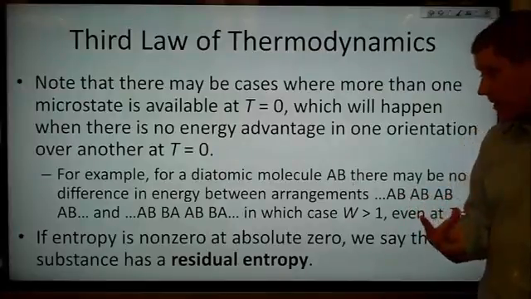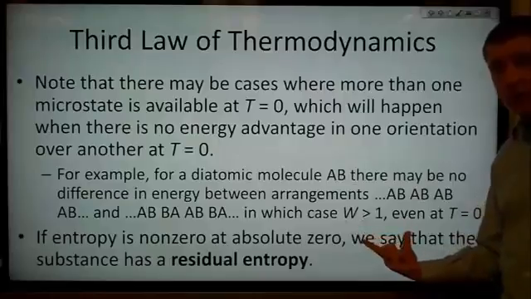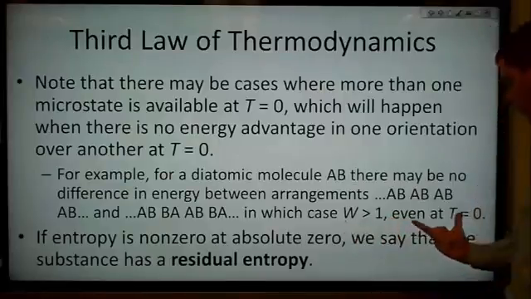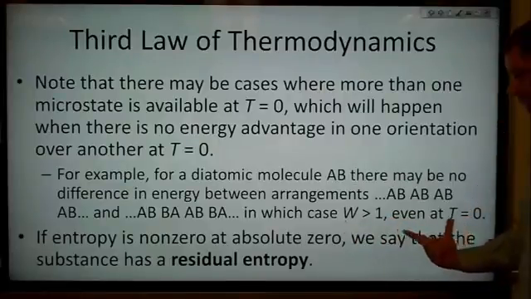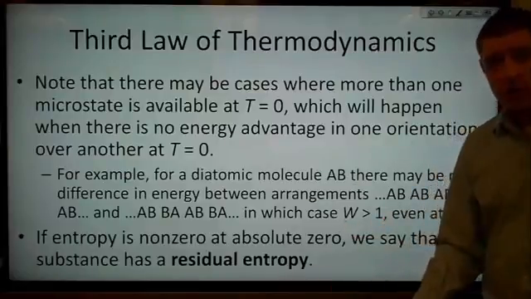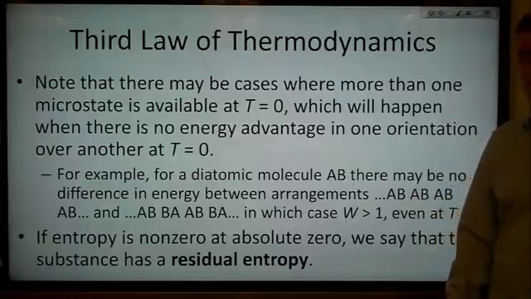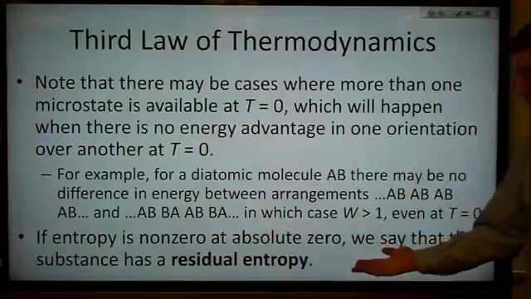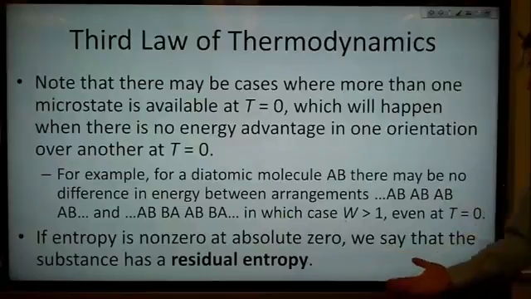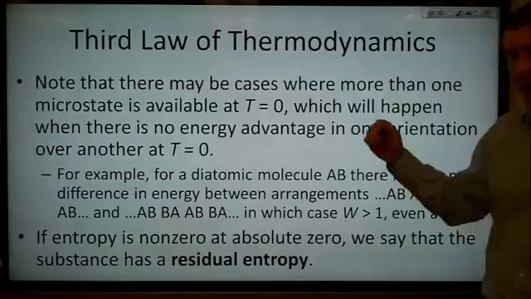then we have 2 microstates at the ground state, and thus W, the number of microstates, is greater than 1, because 2 is greater than 1. Even at absolute zero, W will be greater than 1, and the natural log of 2 is not 0, so now there's some entropy even at absolute zero. If the entropy is non-zero at absolute zero, then we say that the substance has a residual entropy. Let's look at some things that have residual entropy.